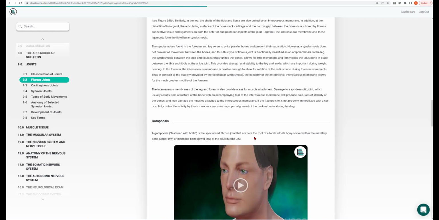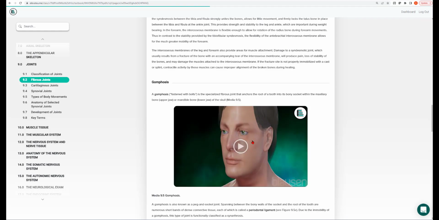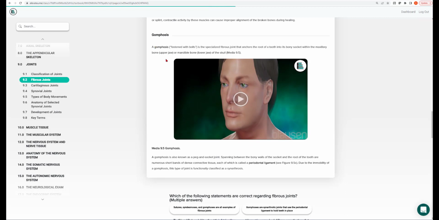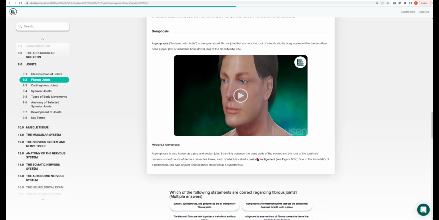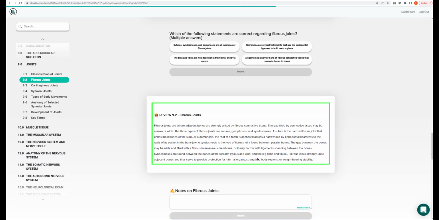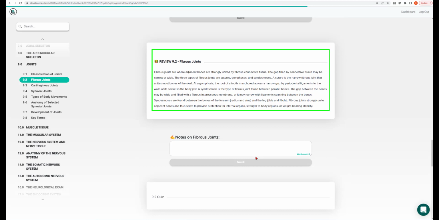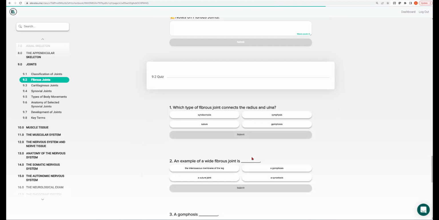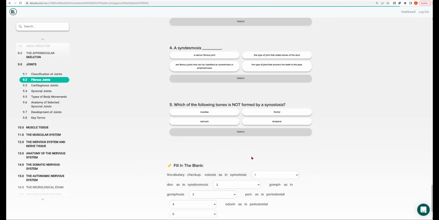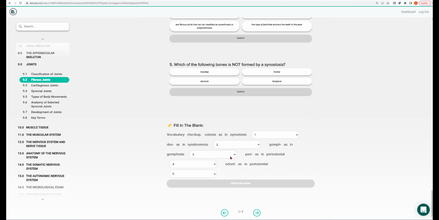Make sure you are reading through the text. And then here is a video that describes a gomphosis, the connection between the ball and the socket of the oral cavity and the tooth. So those are examples of fibrous joints. There aren't that many, as you can see. Little quiz here on this and a vocabulary checkup.